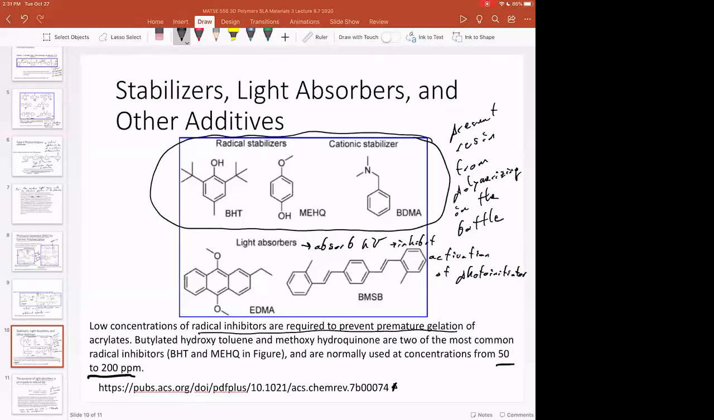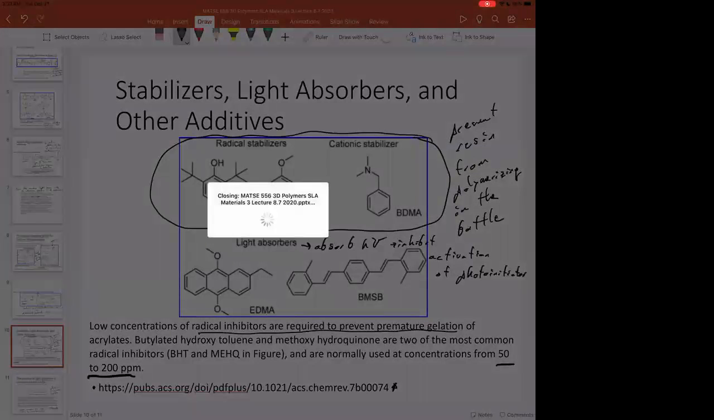Any questions on this? Any questions on additives, stabilizers, light absorbers, things like that? Okay, well, I just highlighted one paper again that's shown right here, but there's lots and lots of papers on this from the photochemistry literature. So depending on what your expertise is, there's lots to do here if you're interested in learning more about these things. All right, we have one more thing I want to talk about in SLA.